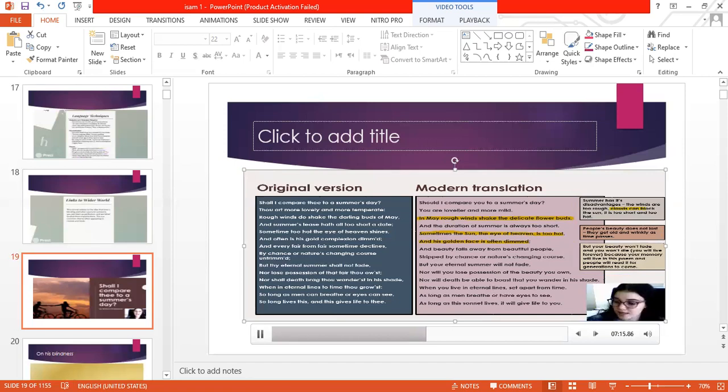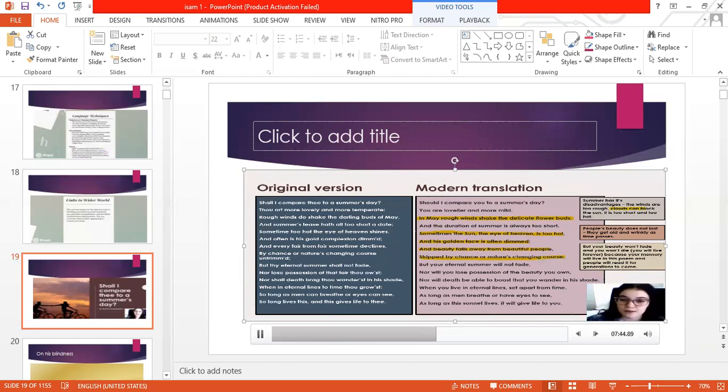Then it says, people's beauty does not last. They get old and wrinkly as time passes. So it says here, and beauty falls away from beautiful people, and it is stripped by chance or nature's changing course. As time goes on, we get older and we get more wrinkly. Okay, your beauty will not fade and you won't die. You will live forever because your memory will live in this poem and people will read it for generations to come.